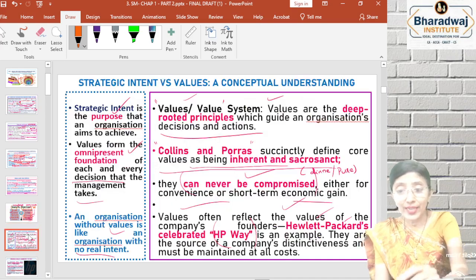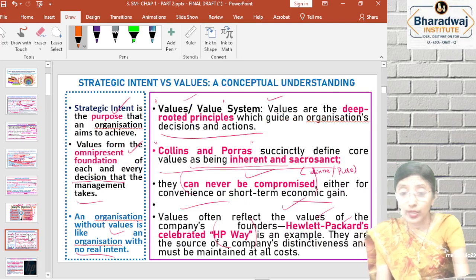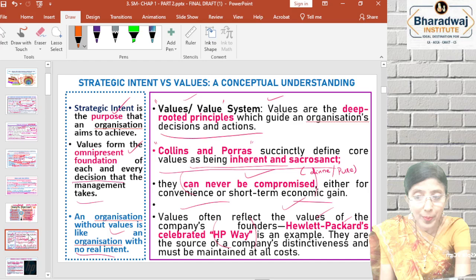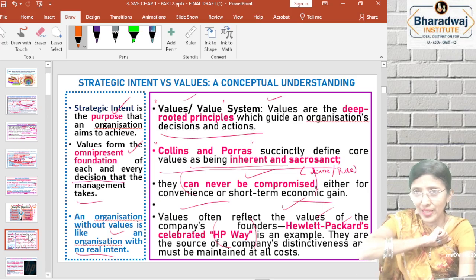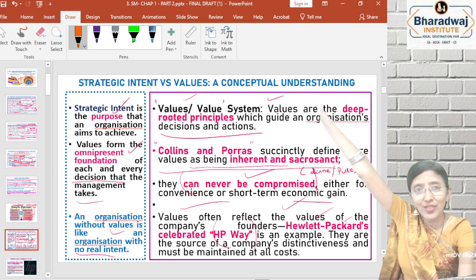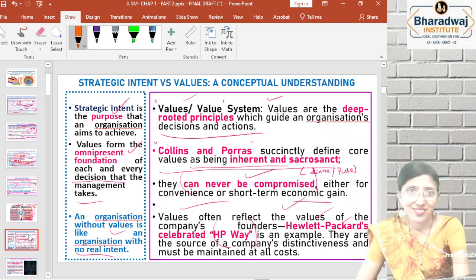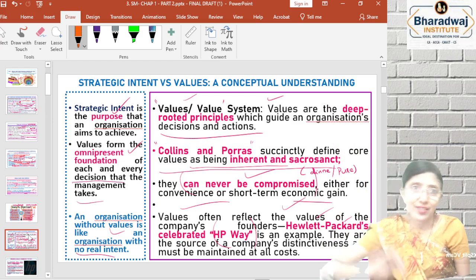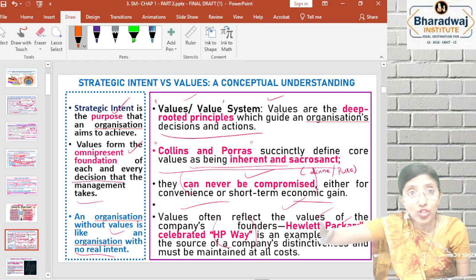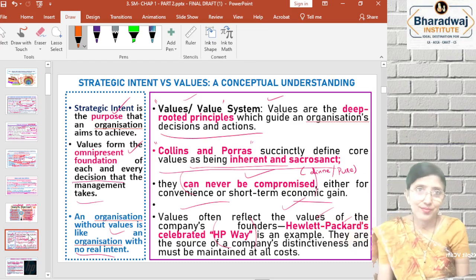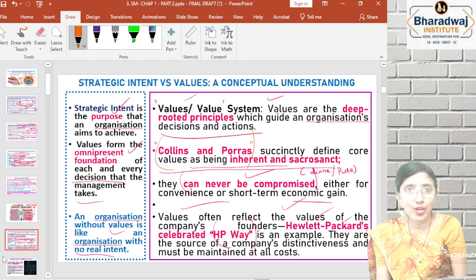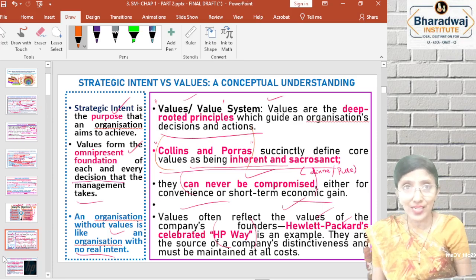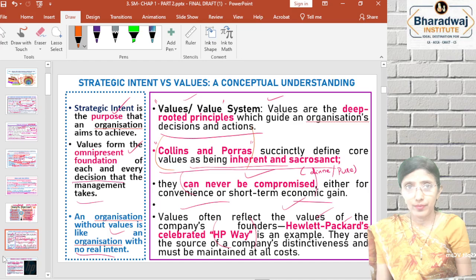Now, see intent versus values. There again, they can ask you the difference between the two. So intent is a purpose, value is a foundation. Omnipresent foundation means value will be there everywhere in the company because it is given by the founder of the organization. That is a base for forming the intent. That is a base which will guide you in the formulation of vision, mission, goals, objectives, etc. Are you clear? Okay. And here, look at the names of the experts. Collins and Porras. They define values as what? Inherent and sacrosanct. Sacrosanct means what, you know? Divine. Pure.